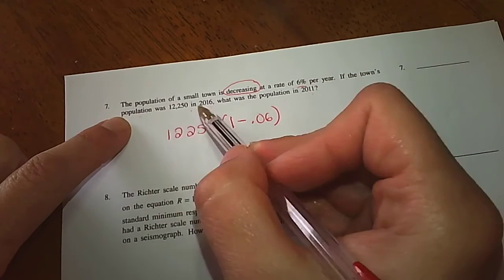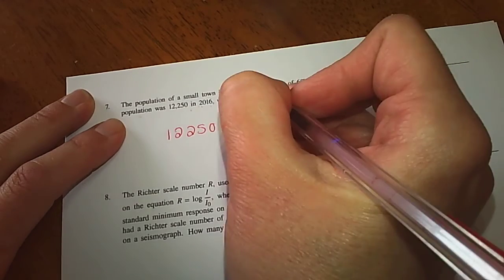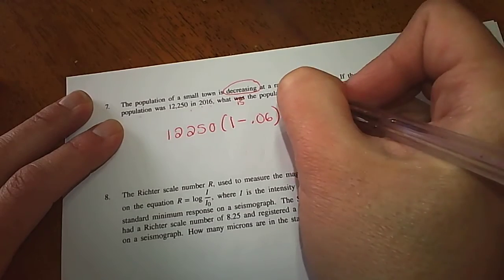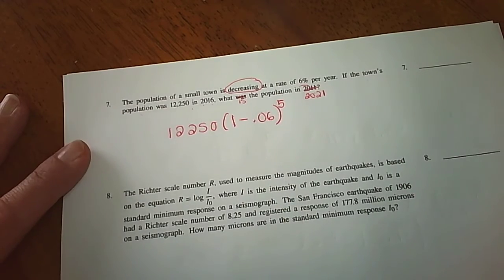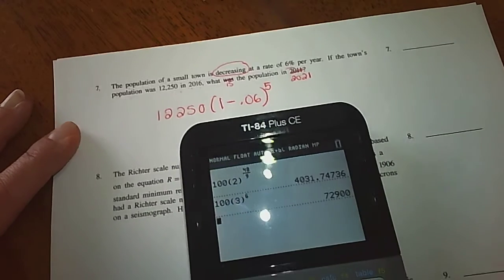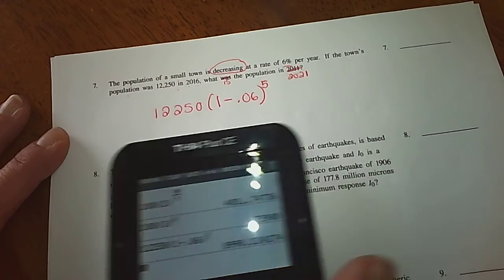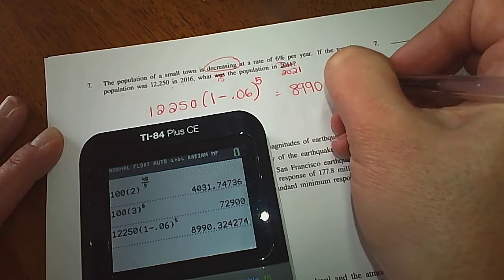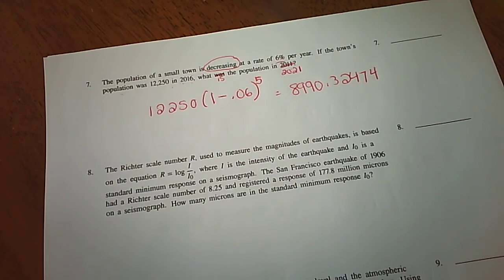If the town's population was this, what is the population in 2011? Oh, I think that's a typo. What is the population in 2000? That's funny. Let's change this to 2021. That's a mistake. So we'll put a 5 in there. Okay. 12,250 times 1 minus 0.06, raised to the 5. Right? And that would be 890.324. Yeah, there was a silly typo which I didn't catch when I was looking at it.